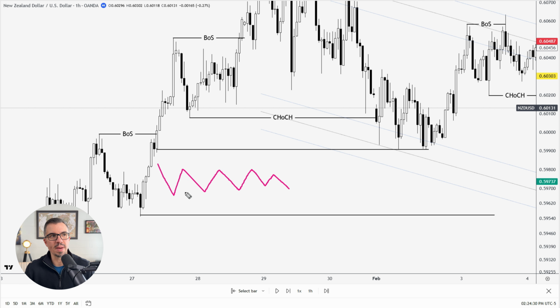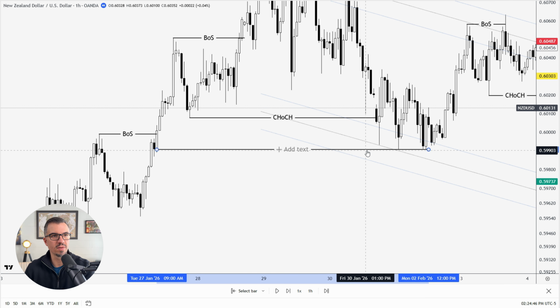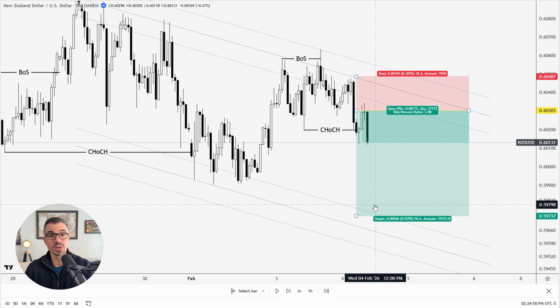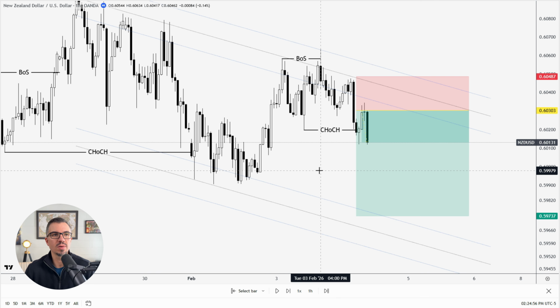This is also an imbalance here for the New Zealand dollar. So we had the impulsive move out of here and we never saw the market come back to mitigate this. So that alone right there was enough for me to target beyond these lows and get my 3R, meaning my reward was 3 times my risk, which is my minimum. You can see here, 3.08 was the reward to risk.